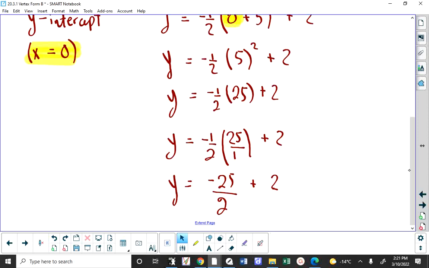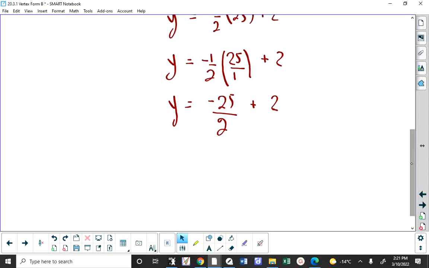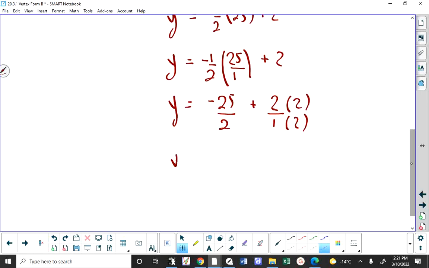And we have an entire unit in this course called rational expressions that deals with fractions. When you add fractions, let me clean this up a little bit, you want to add the same denominators. We cannot add halves and wholes. So I'm going to multiply the top and the bottom of this by 2. And I get y equals -25 halves plus 4 halves.